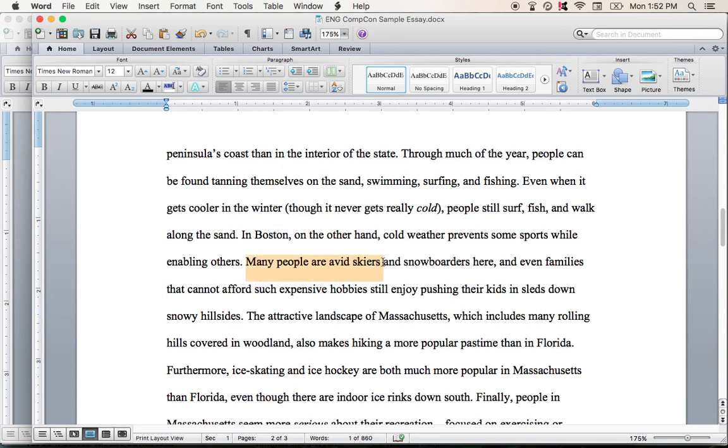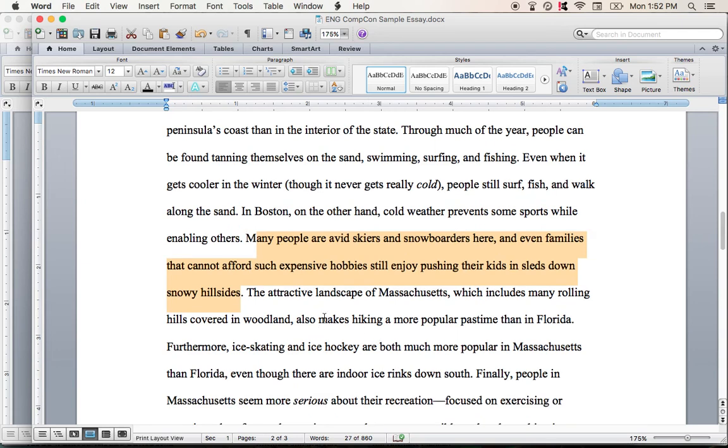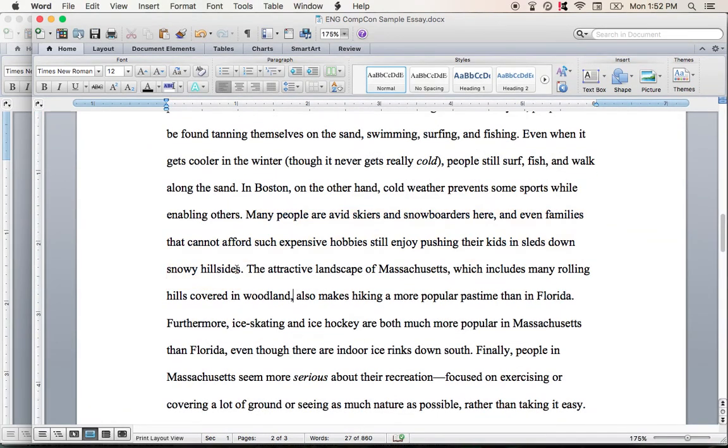Many people are avid skiers and snowboarders here, and even families that cannot afford such expensive hobbies still enjoy pushing their kids in sleds down snowy hillsides, right? That's a kind of outdoor recreation people can do in the snow, but you couldn't do it in Florida where there's no snow. The attractive landscape of Massachusetts, which includes many rolling hills covered in woodland, also makes hiking a more popular pastime than in Florida.